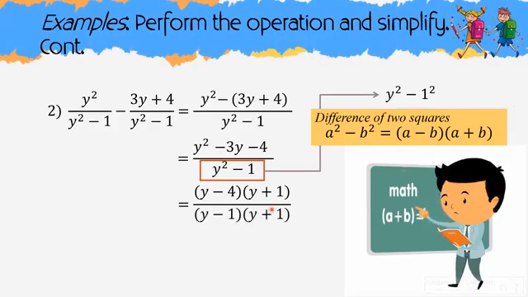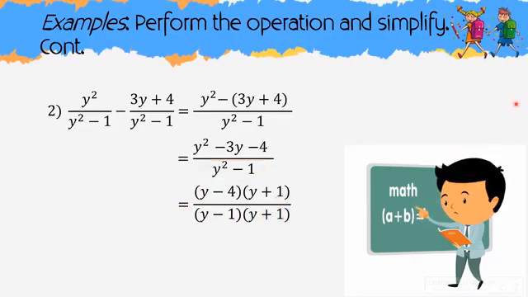Okay, so after factoring the polynomials on the rational expression, we have this fraction now. So the next step is to divide common factors. Now, can we see common factors? Okay, I can see y plus 1 and y plus 1. And so we have y plus 1 divided by y plus 1 is equal to 1. Okay, can we see any other common factors?